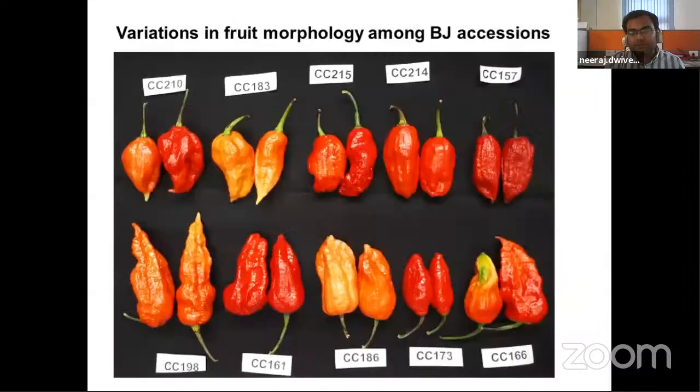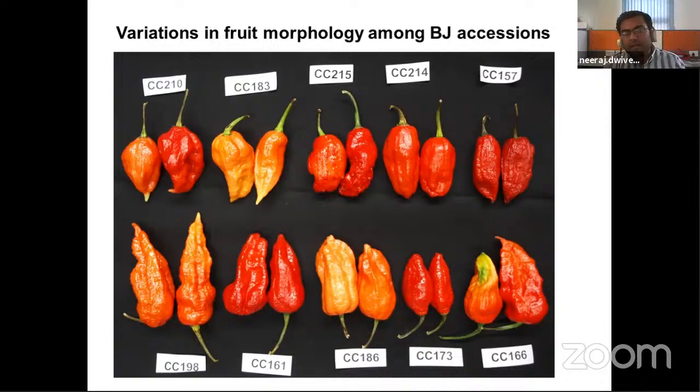Then when I was visiting the Northeast region for another project, I saw there was a huge diversity morphologically in fruits as well as in plants. So I collected different Bhut Jolokia lines from different parts of the Northeast.